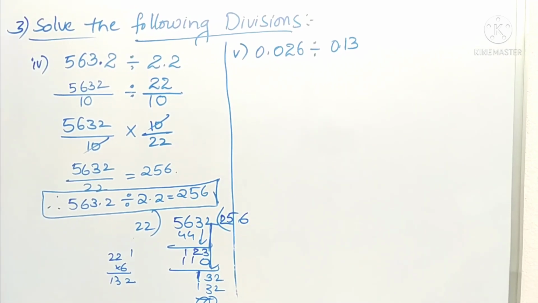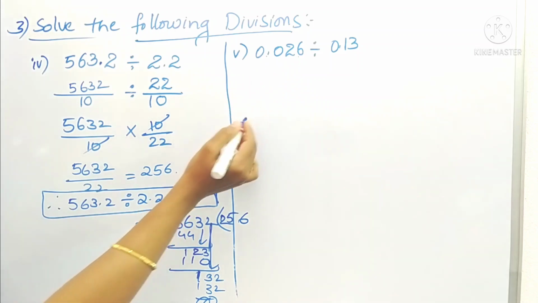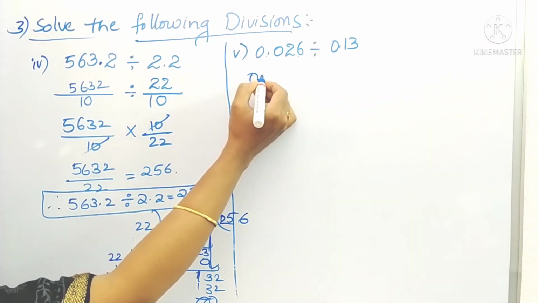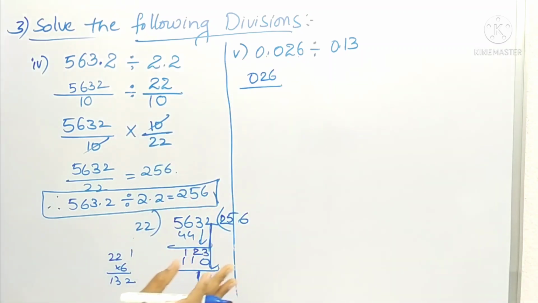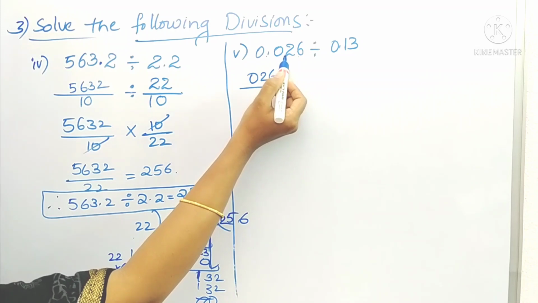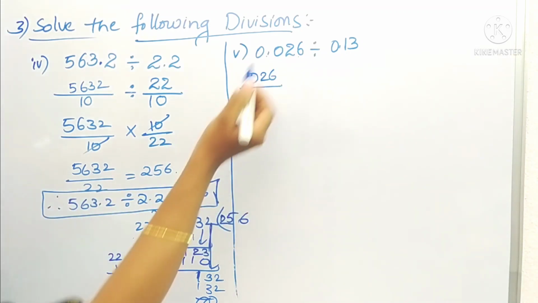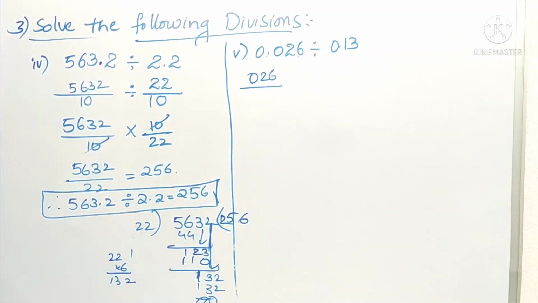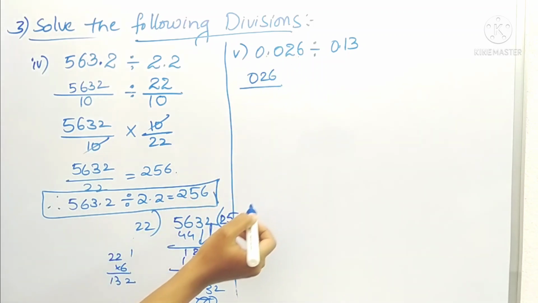So our fifth one, 0.026 divided by 0.13. So here 3 digits are there after the decimal point, right? Remove the decimal point, and you have to keep in your brain there is no value to the 0 which lies on the left side of a number. Okay? There is no value to the zeros lying on the left side of a number.